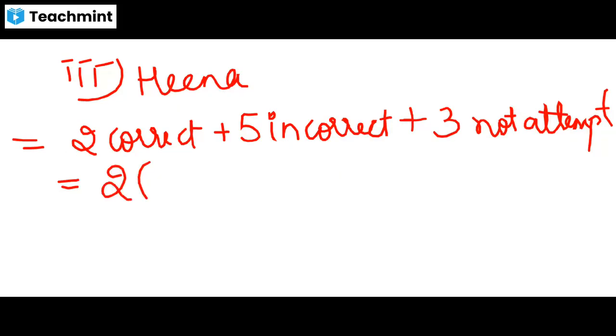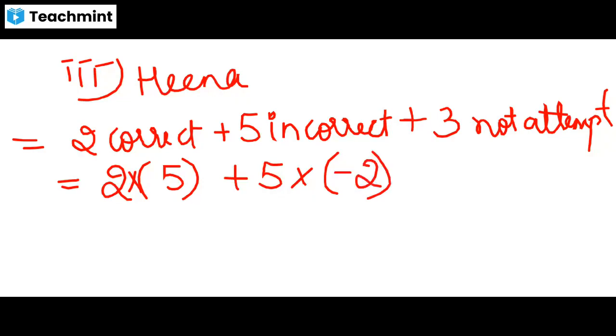How many marks? 2 into 5. For incorrect 5 answers, 5 into minus 2. For questions which are not attempted, 0, ma'am.